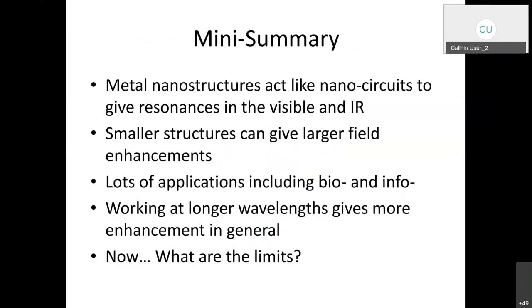Okay, so this is what we know so far. We want to make everything small. Plasmonics is kind of like nanocircuits that give resonances in the visible and IR, and the resonance comes from the inductive part of the electrons and the capacitive part of the surrounding material. So you need both of those things. And it can give large field enhancements. By making the object smaller, by using the correct metals and working at longer wavelengths, we can get large enhancement. But what are the actual limits to this enhancement?